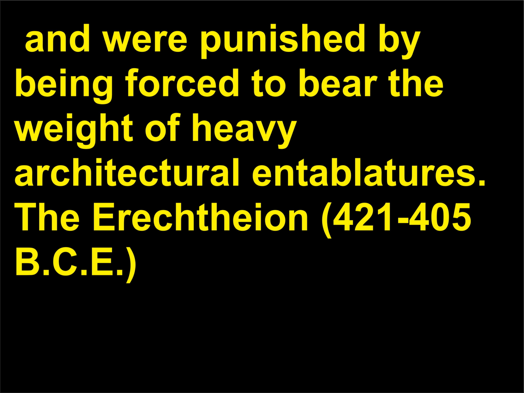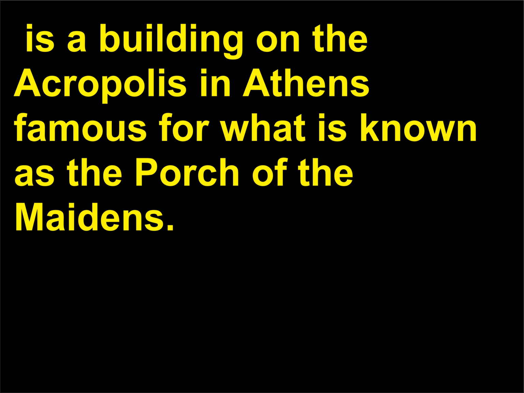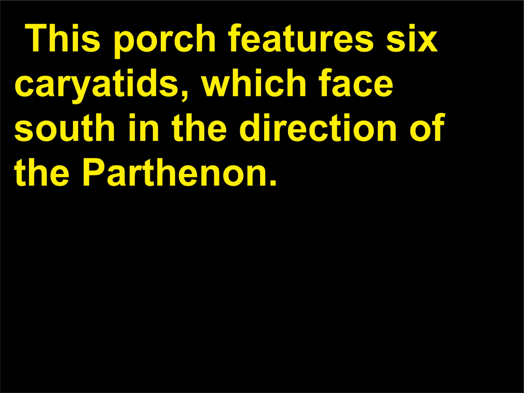The Erechtheion, 421 to 405 BCE, is a building on the Acropolis in Athens famous for what is known as the Porch of the Maidens. This porch features 6 caryatids, which face south in the direction of the Parthenon.